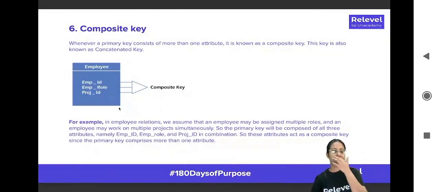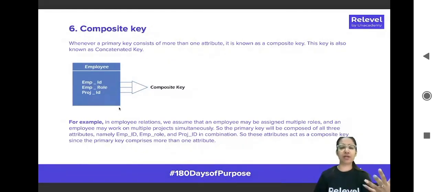Okay, now that is why you can see that in this relation an employee can be in multiple roles and can work on multiple projects simultaneously. So the primary key will be composed of employee ID, employee role and project ID in combination. So these attributes act as a composite key, since the primary key is not a single attribute. So remember over here, if the primary key is a single attribute, then it's just a primary key. But if the primary key has multiple attributes, it gets converted into a composite key. It's still a primary key, just the name that you're using is different.